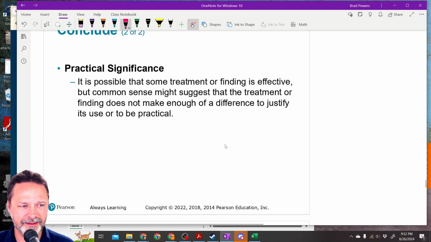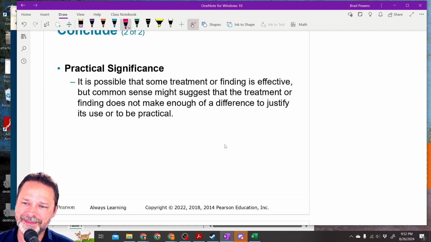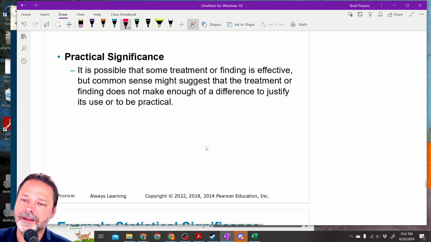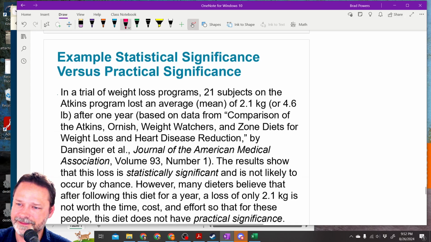Now, practical significance is another thing. It is possible that some treatment or finding is effective, but common sense might suggest that the treatment or finding does not make enough of a difference to justify its use or to be practical. So let's look at an example. This is a fine example.